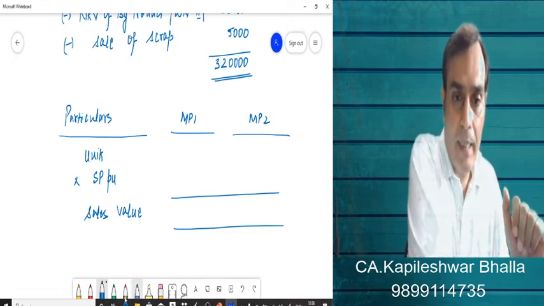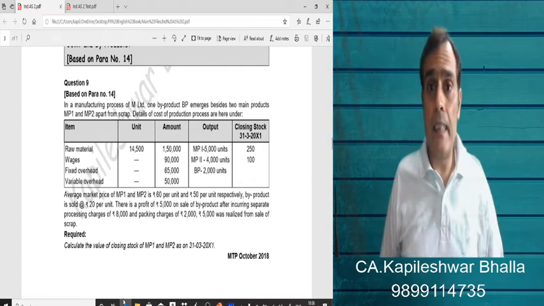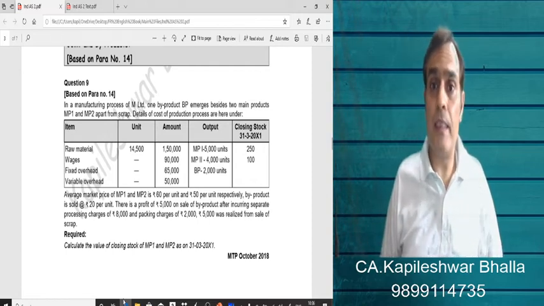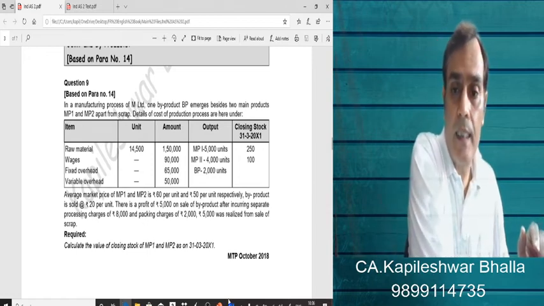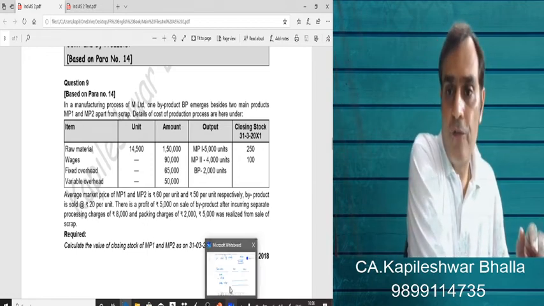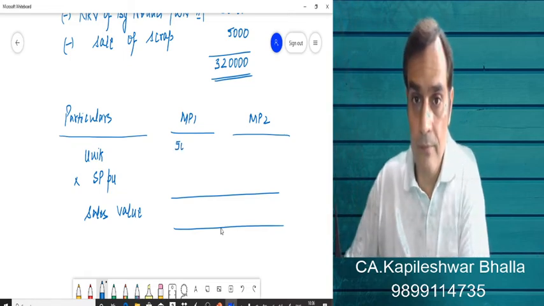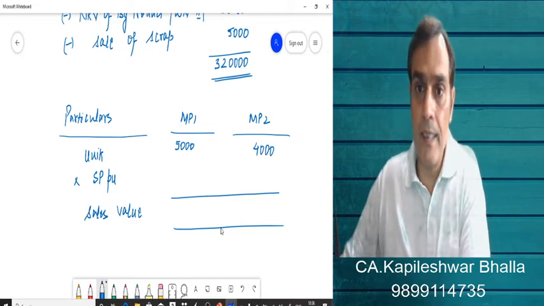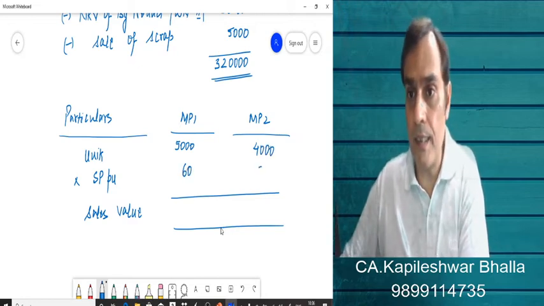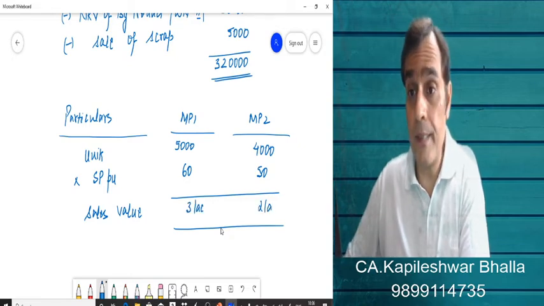So let's get back and see what is the number of units. MP1 has got 5,000 and MP2 has got 4,000 units, and the selling price is 60 and 50. So this works out at 3 lakhs, and this works out at 2 lakh.